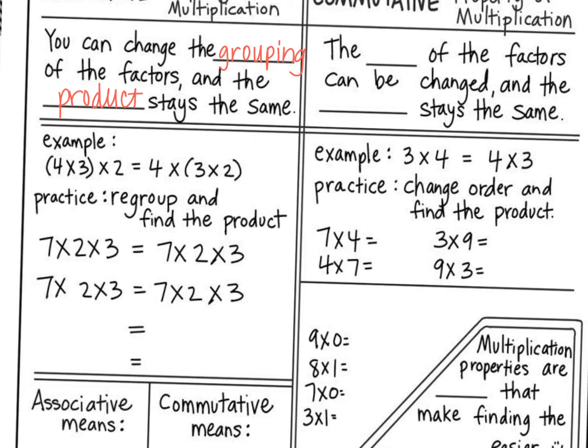Good job. So we're going to practice this method. Okay? If I have 4 times 3, that would be 12. And then 12 times 2, 24. But over here, I would multiply 3 times 2 first, which is 6.